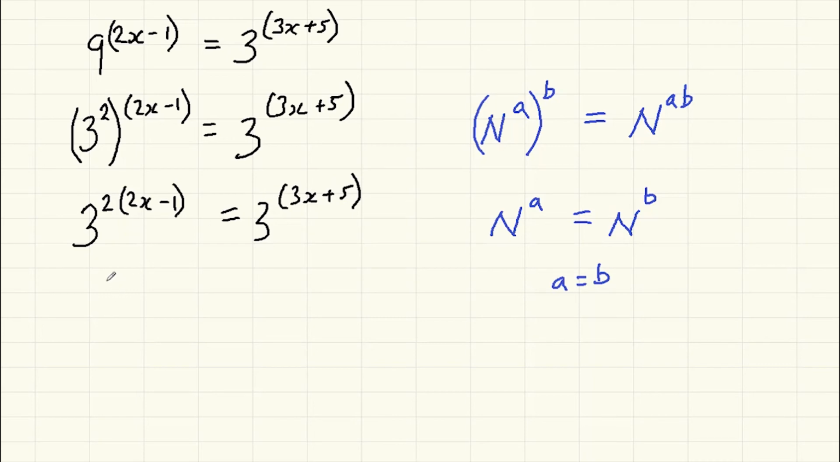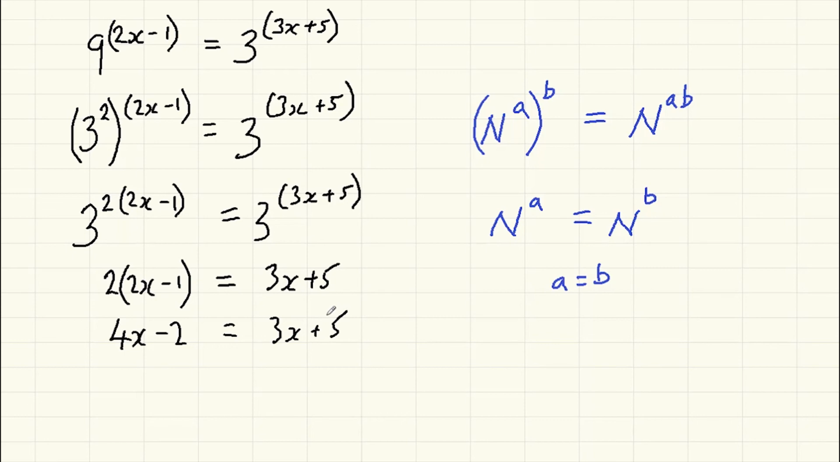So we can write that as 2 lots of 2x minus 1 must equal 3x plus 5. So expanding out, we get 4x minus 2 equals 3x plus 5. And rearranging, we get x equals 7. And that's the answer.